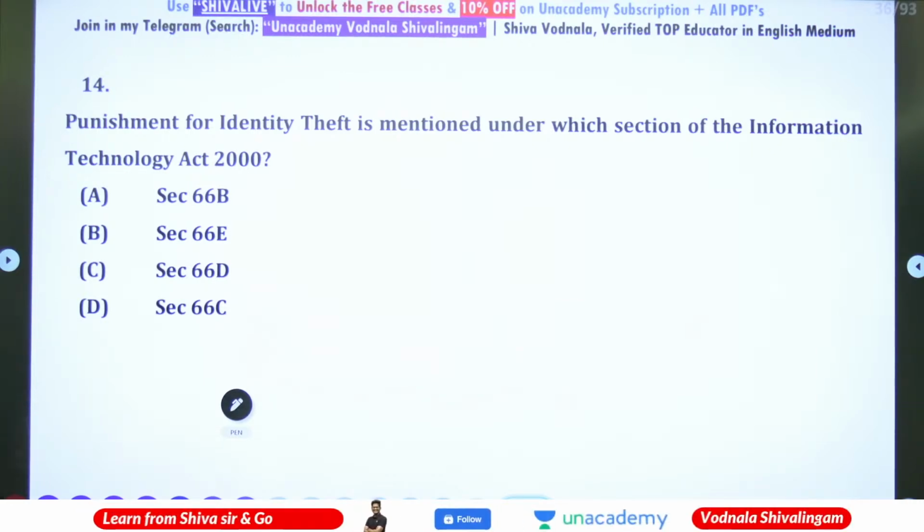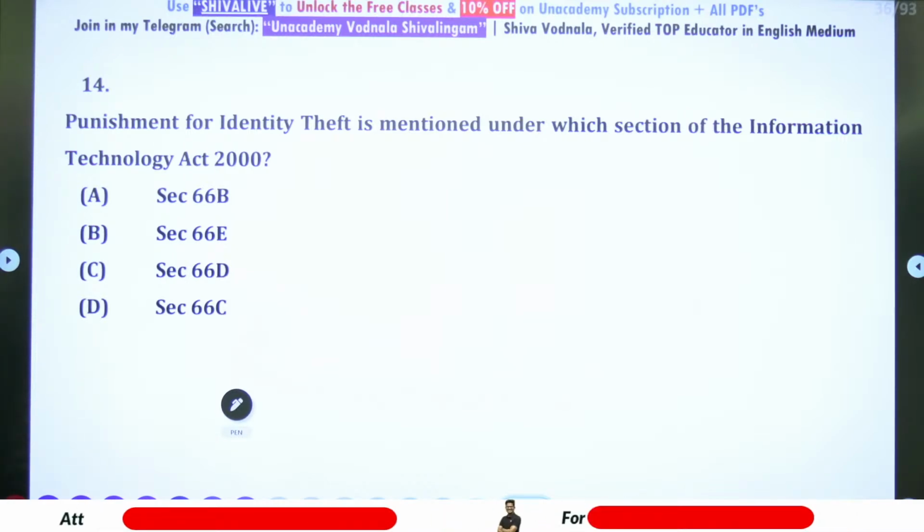Punishment for identity theft is mentioned under which section of the IT Act? Theft. Punishment for theft.